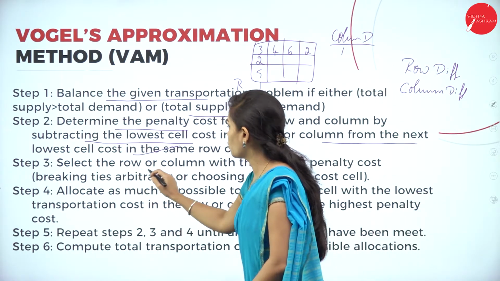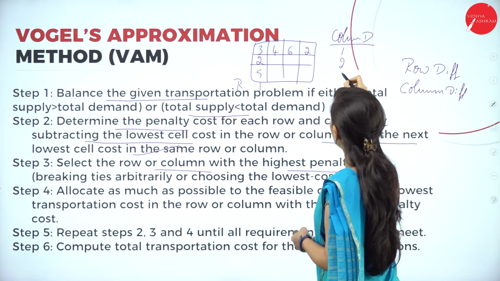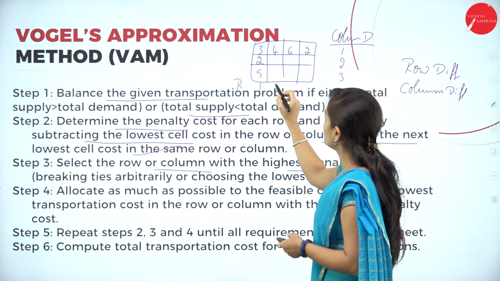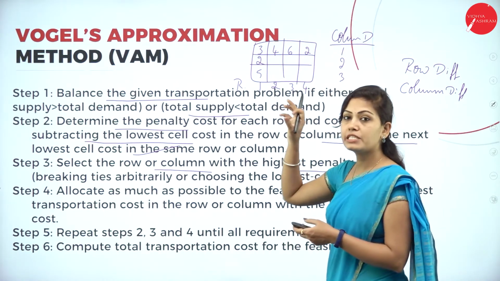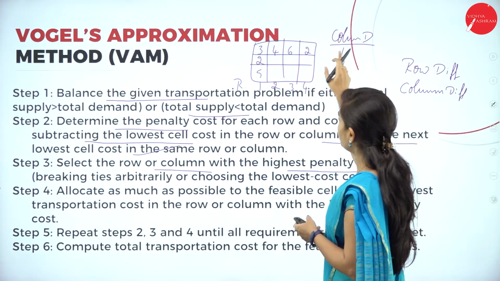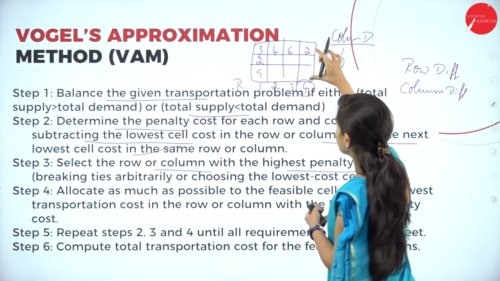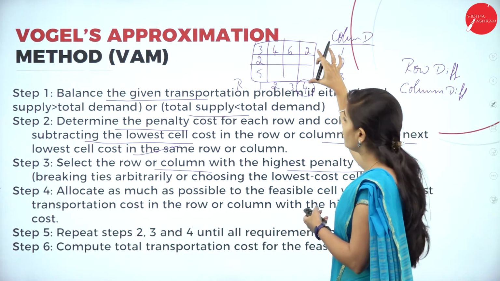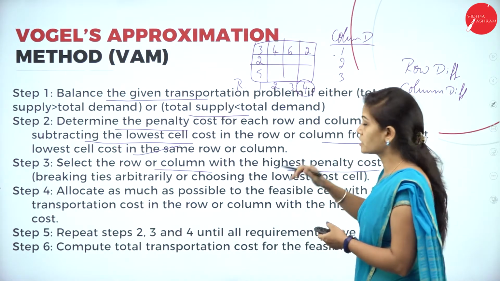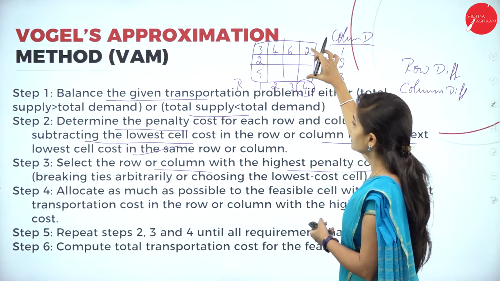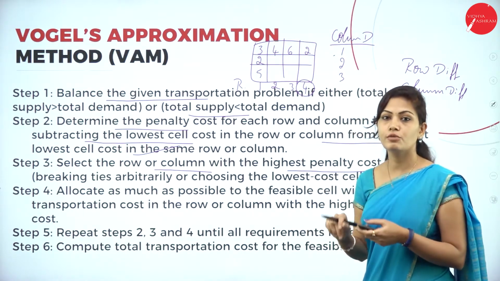Then select the row or column with the highest penalty cost. For example, if you get 1, 2, 3 here, and for example 2, 3, 4 there. Here you have to find the highest penalty cost. Out of these column differences and row differences, the highest penalty cost is 4, so I can select this column. For Vogel's approximation method, we have to find the highest penalty cost. In this column, I can select the least value for allocating the cells.